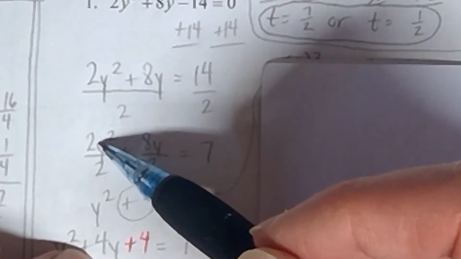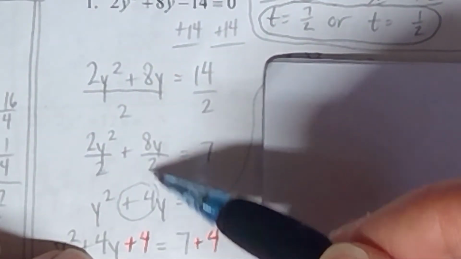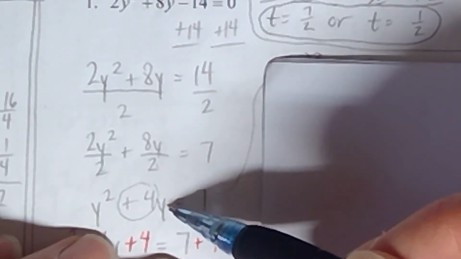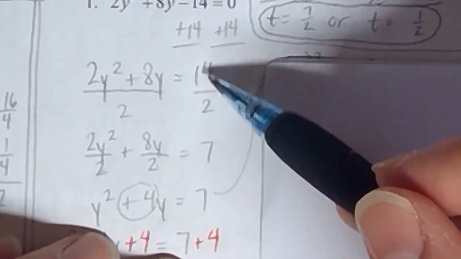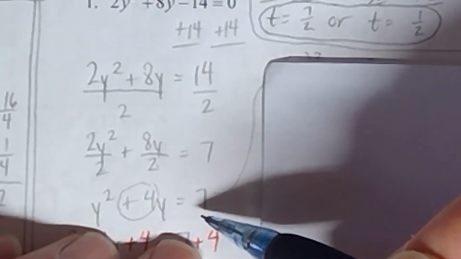The 2 and the 2 cancel right here. The 8 and the 2 reduce down to 4 over 1. And that's why you get y squared plus 4y. And then 14 over 2 equals 7. So y squared plus 4y is equal to 7.